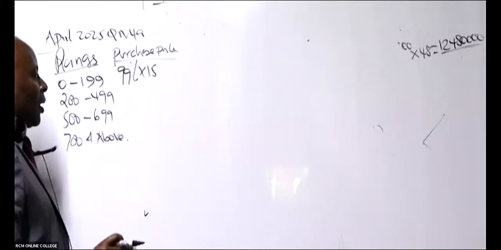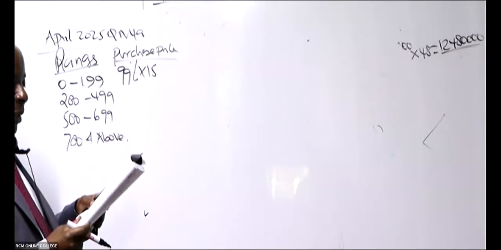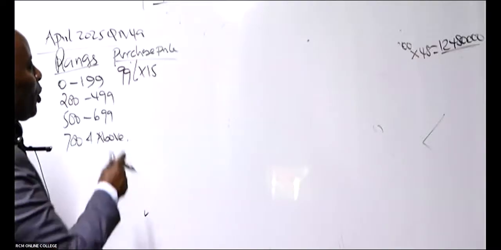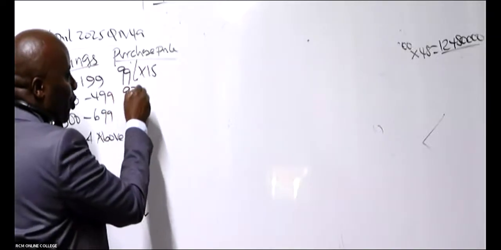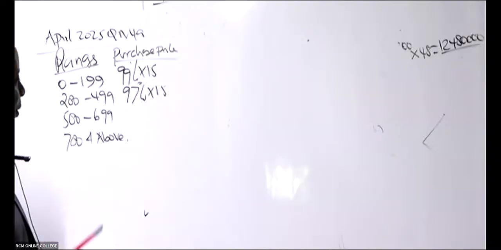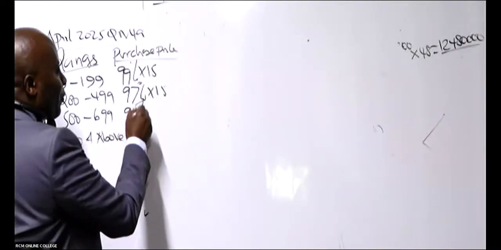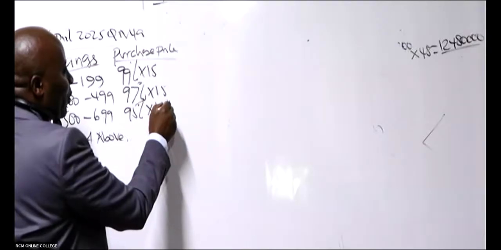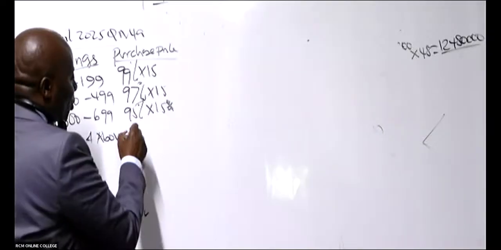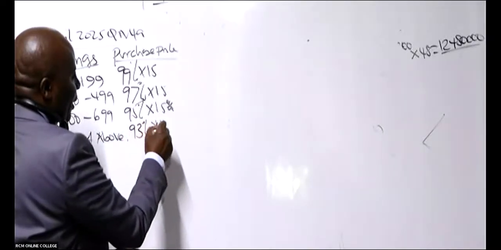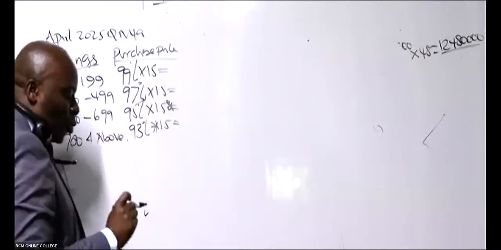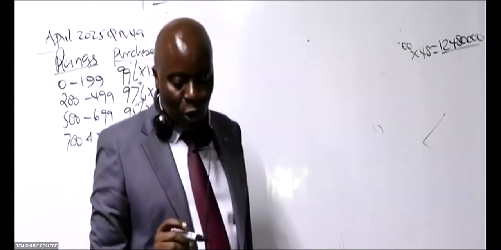Now, can we kindly continue? How about this other class? The discount is 3%. So 3% means we procure it at what percentage? 97% of 15. The other one, I can see 5%, meaning that I procure this at 95%. The other one, 7%, means that I procure this at 93%. That is a very good step that a very good student should have gone through to get some free marks.